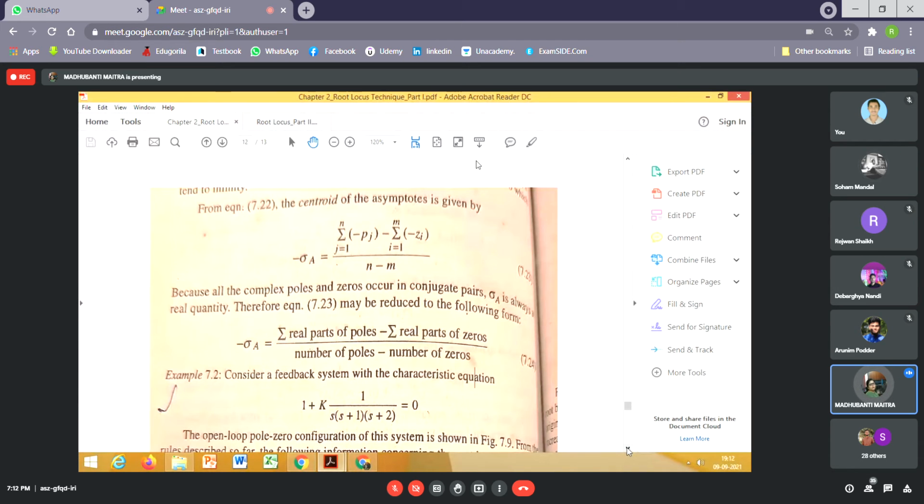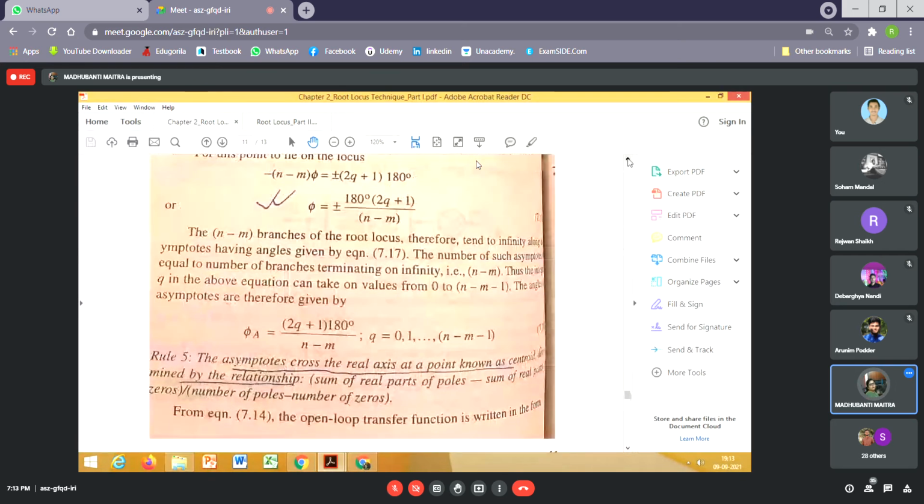Now, also remember one thing, that centroid is not necessarily an on locus point, right? Centroid is a point through which all the asymptotes will pass, and it's basically located on the real axis, but it's not an on locus point. So at the centroid, it's not necessary that the angle criterion has to be satisfied. It might so happen that the centroid that you compute will lie on the root locus, it may not lie on the root locus, but it's not an on locus point.